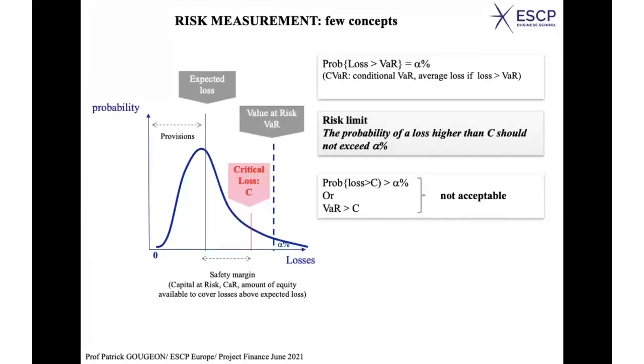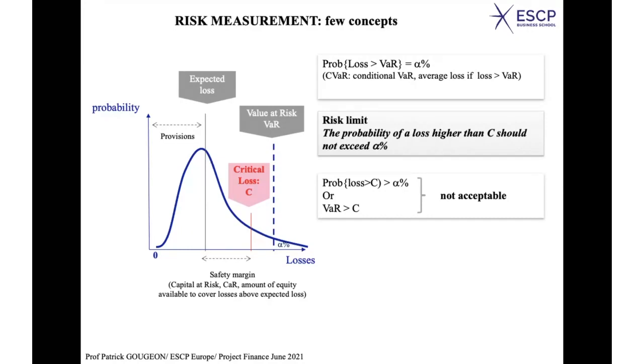Well, now there is another point to mention and to discuss a bit, which is that the value at risk doesn't tell you everything about the potential high losses. It tells you that the probability to be above the value at risk is alpha percent. But how far above can it be? There is no indication about the maximum loss that you can incur.